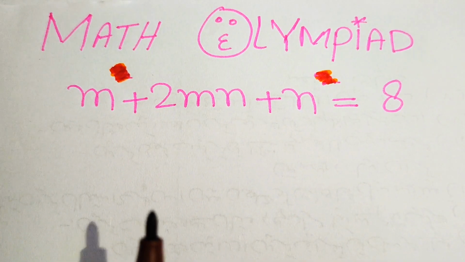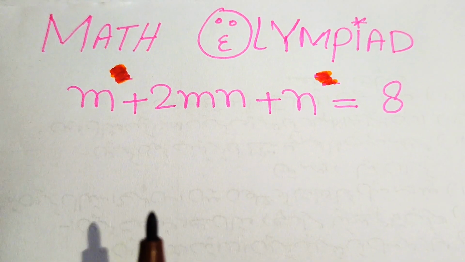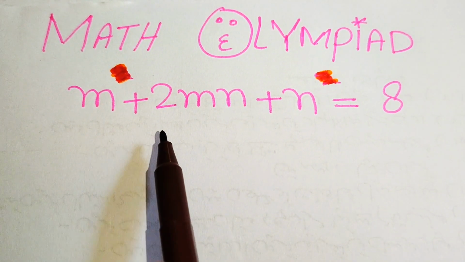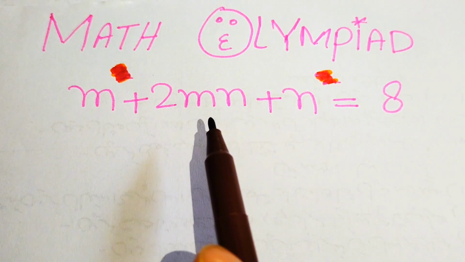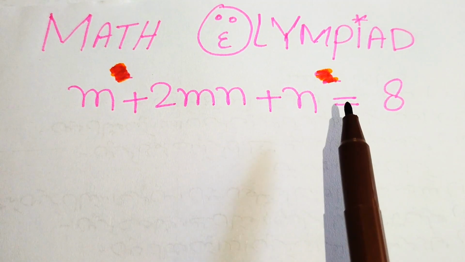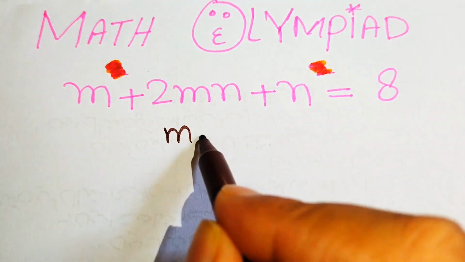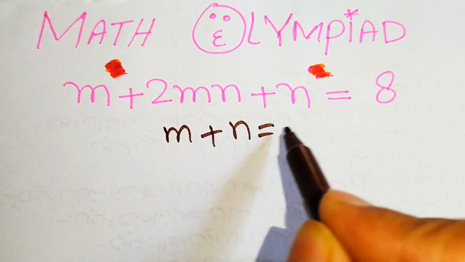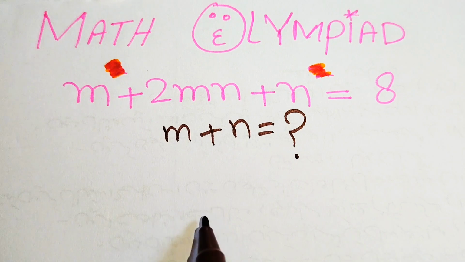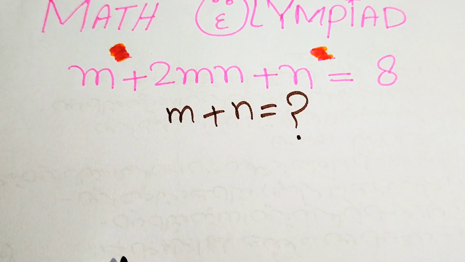Hello everyone, welcome to solve this math Olympiad algebra problem. Here we have (m + 2) times (mn + n) equals 8, and we solve this problem for the value of m plus n. So here we just find the value of m plus n.